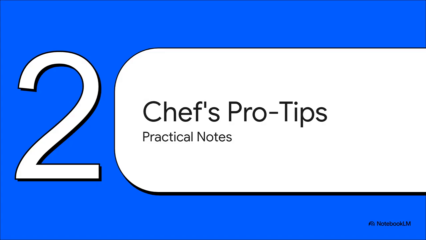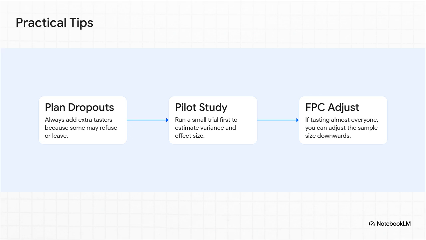Okay, so we've got our 5 rules. But what's really cool is how a smart chef, or a seasoned researcher, handles the real world, because it's always messy. They've got a few pro tips. First off, they always plan for dropouts, so they invite a few extra people just in case. They also often run a pilot study. Think of it as a tiny little taste test beforehand to get a feel for things like that spice spread, or variance. And one more thing, if their sample is already a huge chunk of the whole group, they can use a special formula to actually reduce the number of tasters they need. Pretty cool, right?